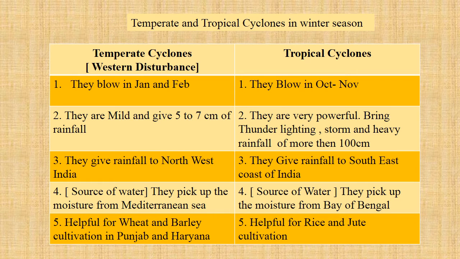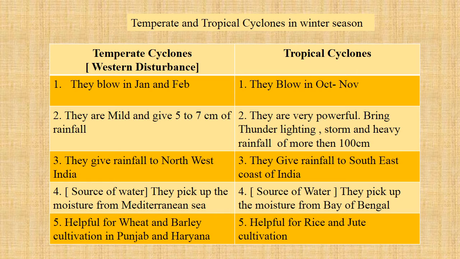Now in this slide, let's see what is the difference between temperate and tropical cyclones. Children, we have learnt this before in the previous presentation. Temperate cyclones are western disturbance and in this presentation we have learned tropical cyclones. The difference in both the cyclones are temperate cyclones, they blow in Jan and Feb in India. Tropical cyclones, they blow in October and November in India.